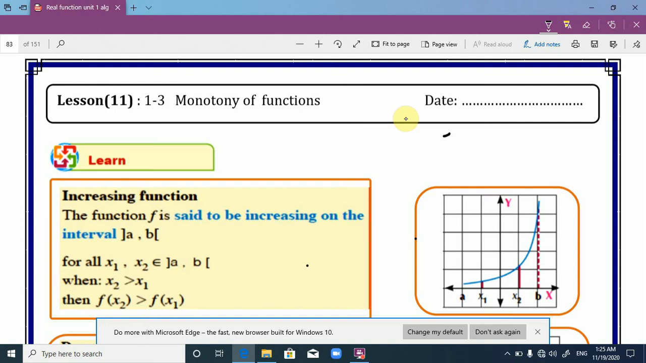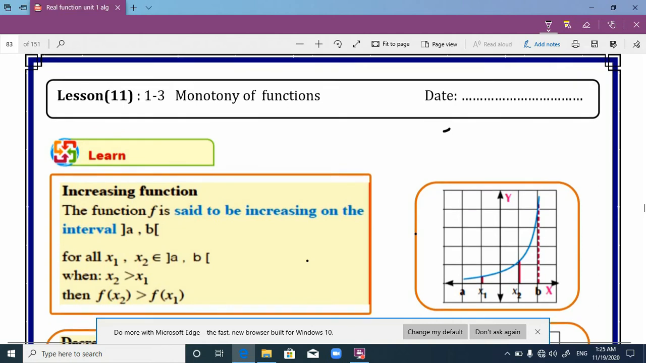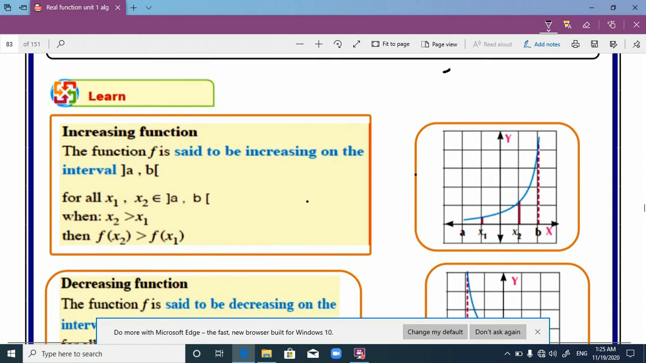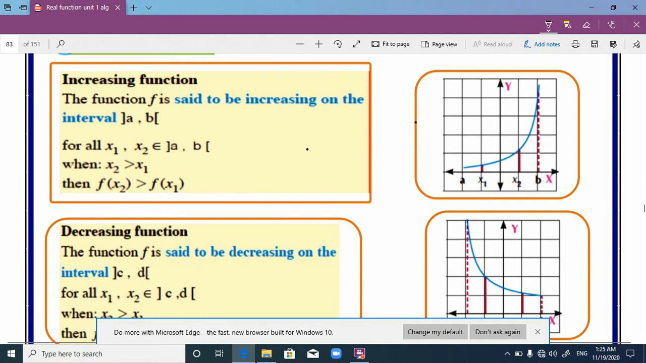Today we have monotony of the function. Lesson 11, Unit 1. Monotony of the function is the behavior of the function: when the function is increasing, when the function is decreasing, and when the function is constant.